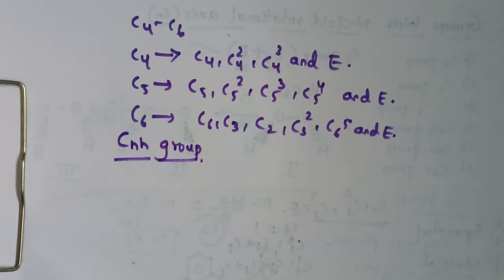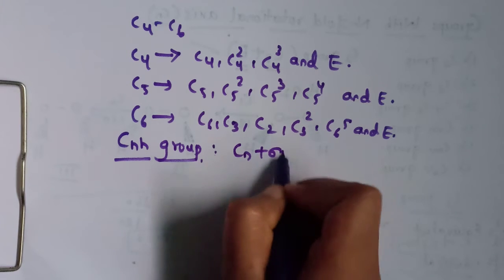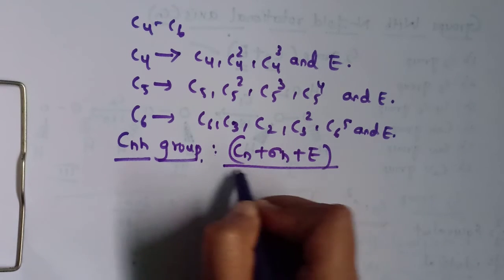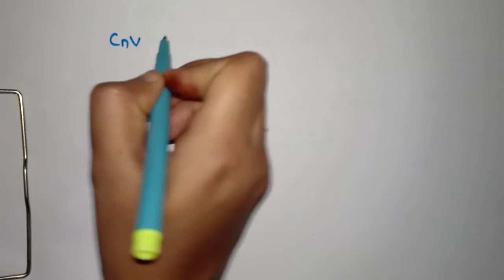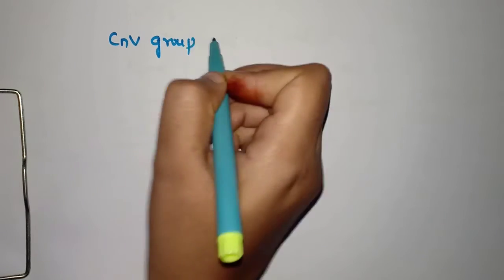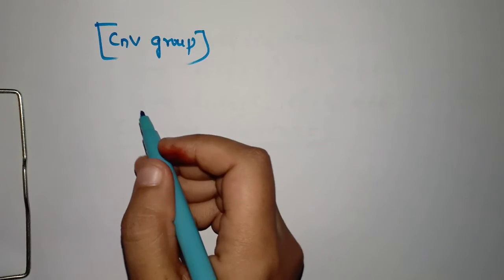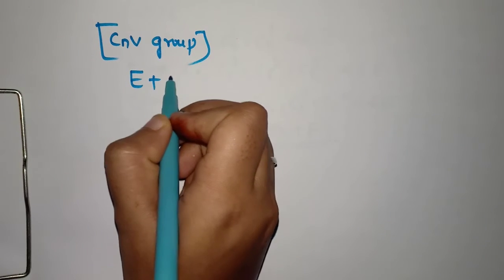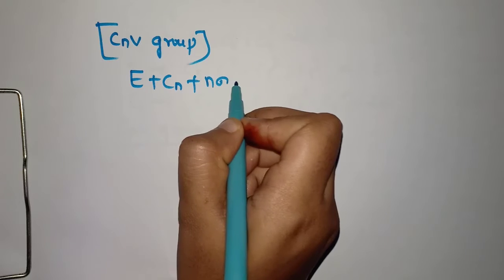CnH group. Now the symmetry elements present in this are Cn, sigma h and E. These are the symmetry elements present in this CnH group. Now coming to the CnV group. Here the symmetry elements present are E identity, Cn plus n sigma v.